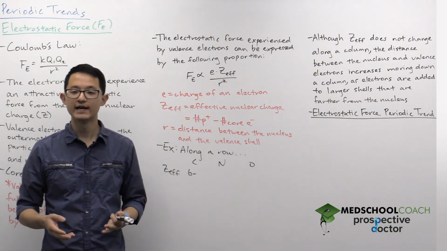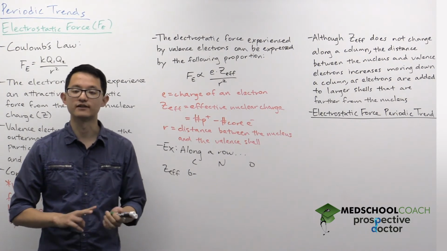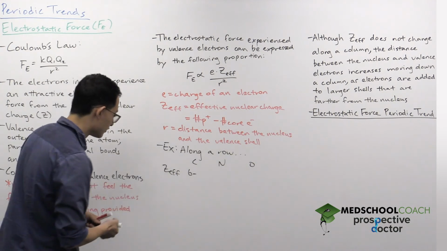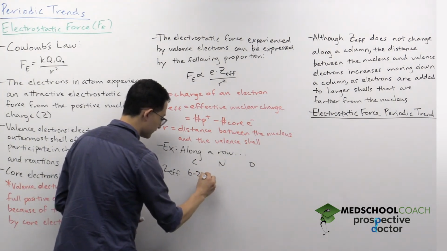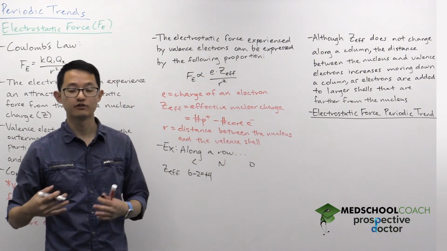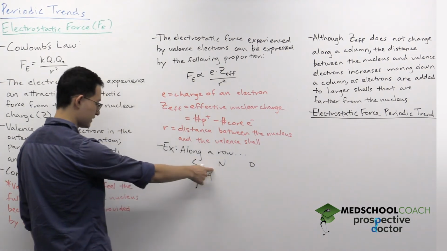Between these two shells, the second shell is the valence shell. So that means the electrons in the first shell are the core electrons. And since there are only 2 electrons in the first shell, we can subtract 2 to figure out that carbon has an effective nuclear charge of +4.